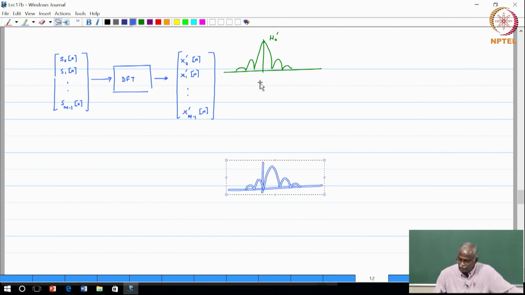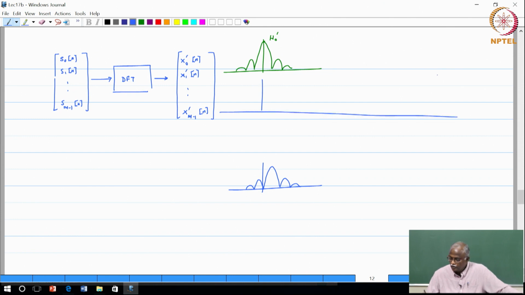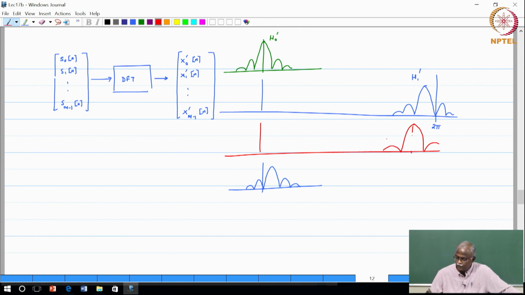H1 prime actually will be all the way to 2 pi. Okay. This is H1 prime. H2 prime, this is H2 prime, and the last one is Hm minus 1 prime.